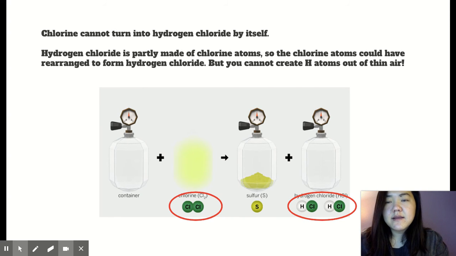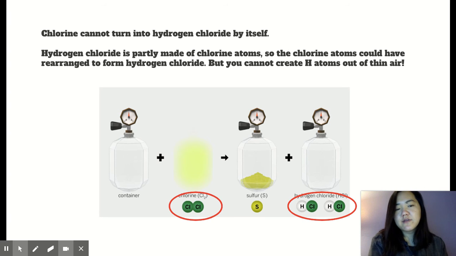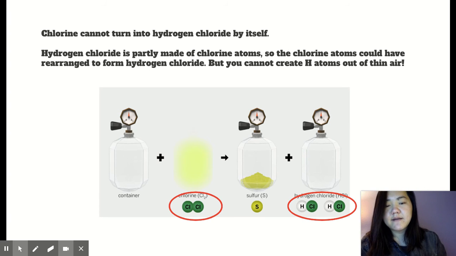And then question number 3, could the chlorine turn into hydrogen chloride? I think you can argue yes or no. You could argue, yes, hydrogen chloride is partially made out of chlorine. So if there was another substance, it could turn into hydrogen chloride. If you said no, you should have said something like, we know you can't create H atoms out of thin air. So as long as you know chlorine by itself cannot turn into hydrogen chloride, your answer is good.